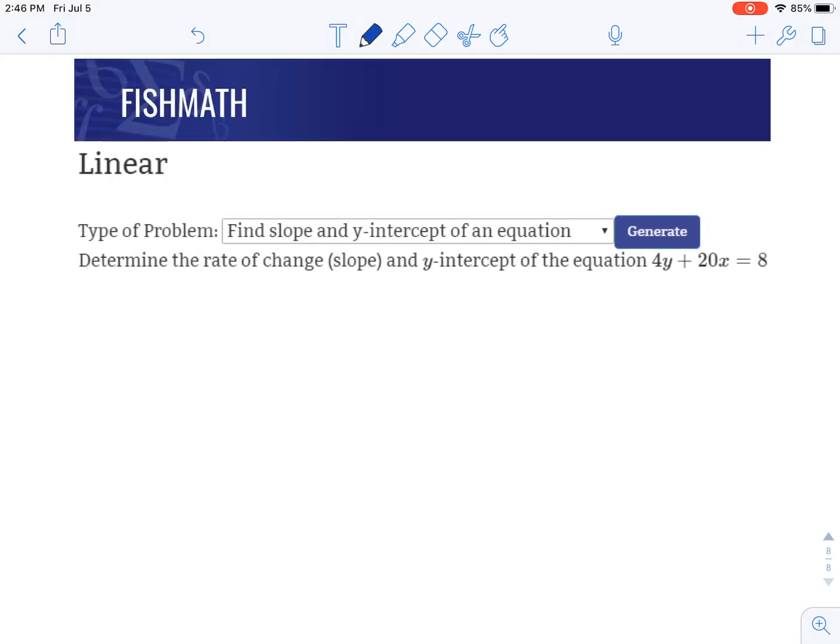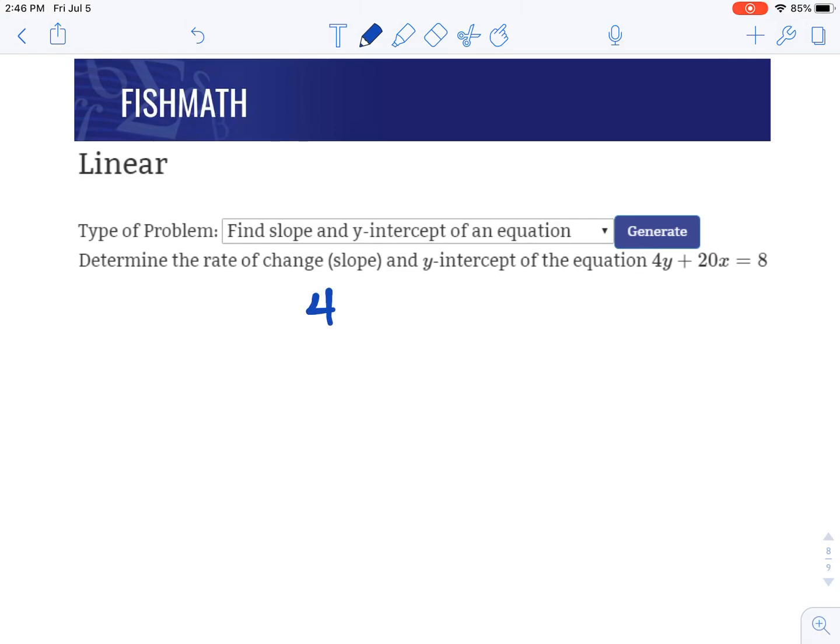Hi everyone, this video is just like the last video where we've got an equation of a line that is not in slope-intercept form, and basically we just need to get it into slope-intercept form in order to see the rate of change, slope, and the y-intercept. So it's kind of the same directions. The only difference is it doesn't say to put it in slope-intercept form, but we're going to need to in order to figure out the slope and the y-intercept.